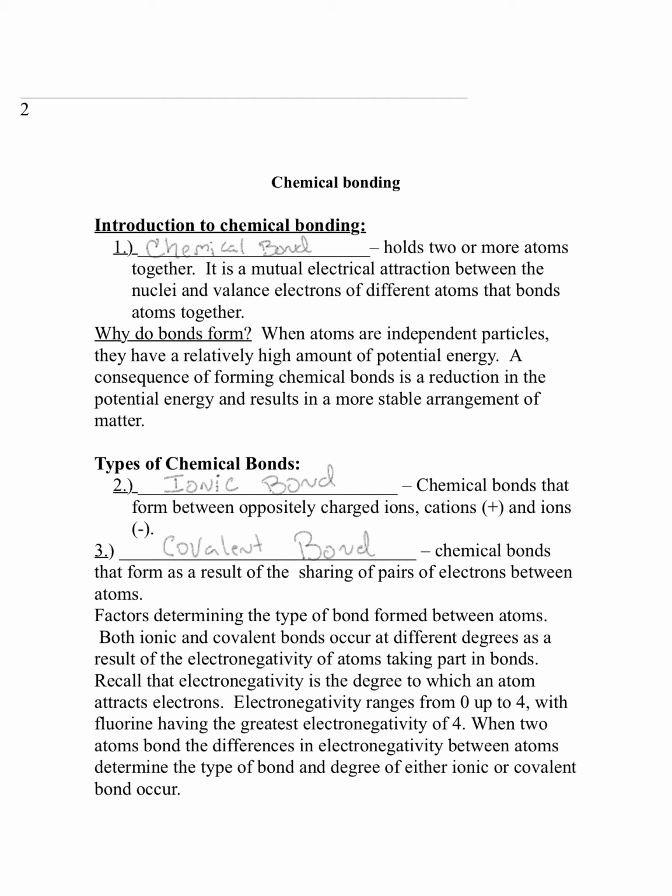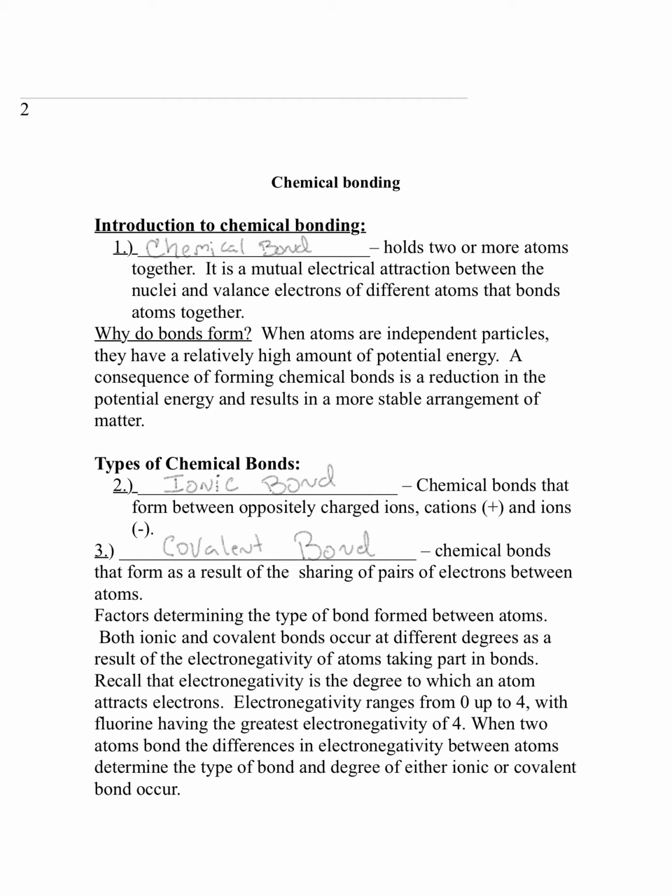So why do bonds form? When atoms are independent particles, they have a relatively high amount of potential energy, except for the noble gases. As a consequence of forming chemical bonds, there's a reduction in the potential energy, and this creates a more stable arrangement of matter. So with the exception of the noble gases, atoms have a tendency to bond to reduce the amount of potential energy. There are two primary types of chemical bonds.